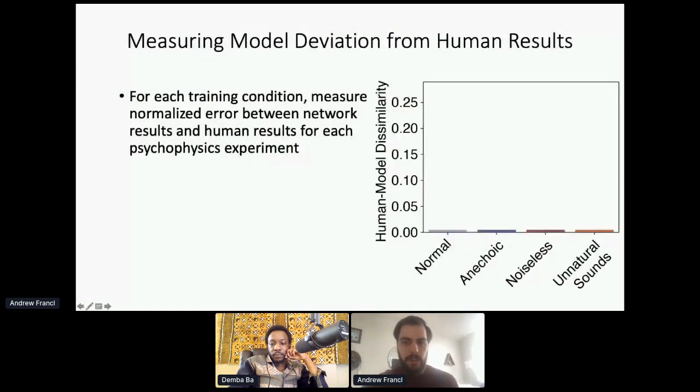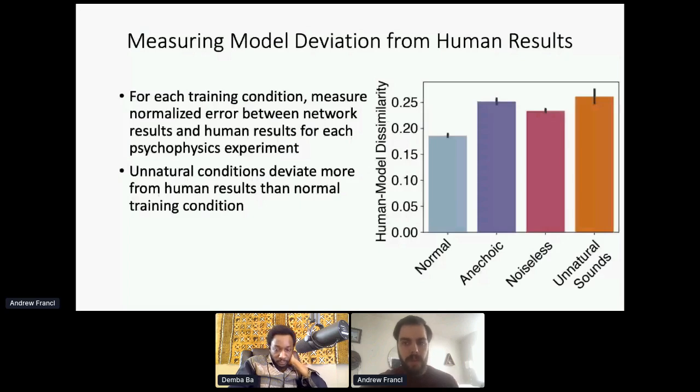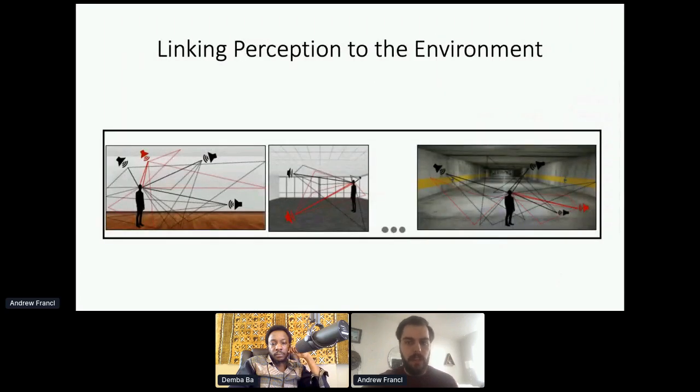For each training condition, we then measure a normalized average error between the network and human psychophysical results. And then we're going to plot this on the graph to the right. And when we do, what you can see is that when we deviate from natural conditions during training, the model deviates more from human data. So this graph provides a fairly high-level view of the results, but we can drill down much further. And in doing so, we can link specific aspects of perception to the environment using this approach. So in this talk, we'll focus specifically on how we can do this with the precedence effect, which I'll briefly explain now.